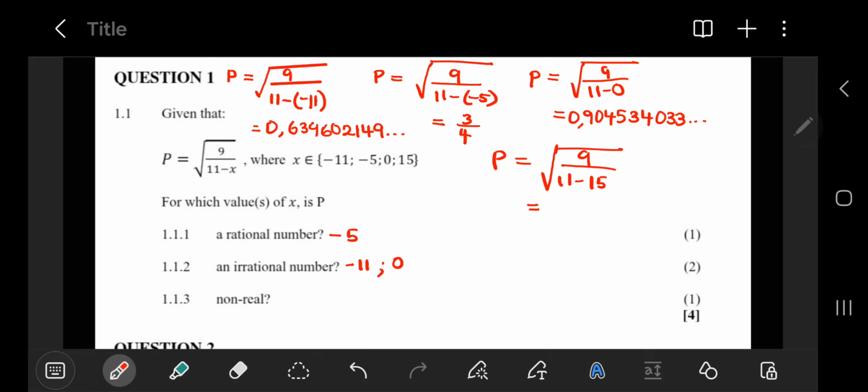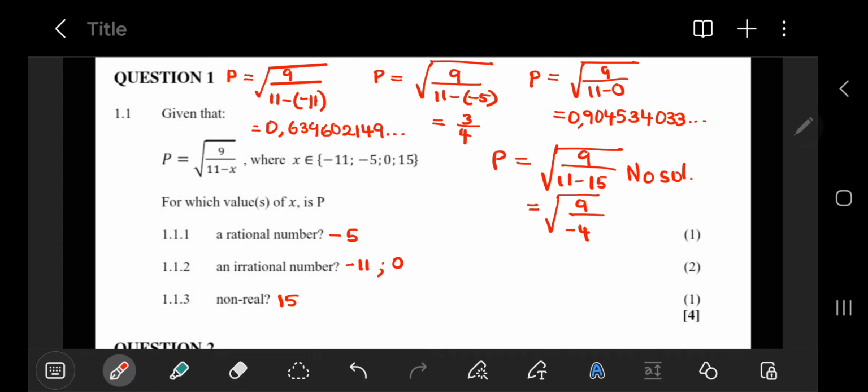And when you try out 15, you get a math error. Math error means that the value does not exist. It is non-real. So this is actually undefined, or we can say no solution. And I actually just want to show you why this happens. When we simplify that denominator, 11 minus 15 gives us negative 4. So what we have underneath the square root is a negative fraction. And we know that the square root of a negative value does not exist. So for non-real, x is 15.